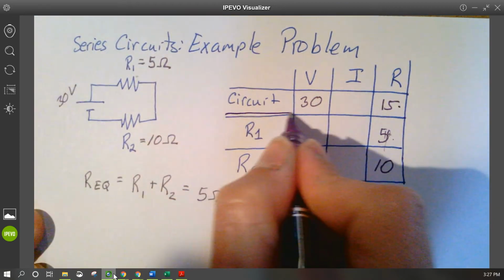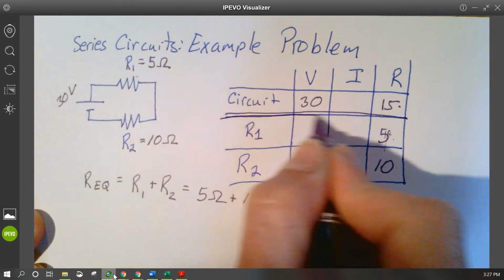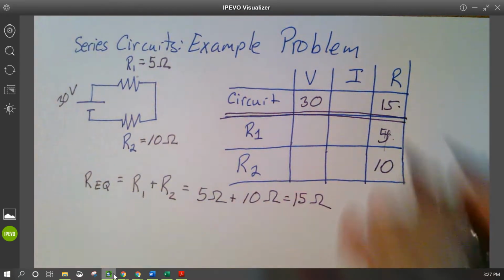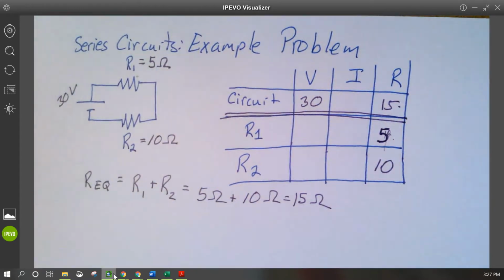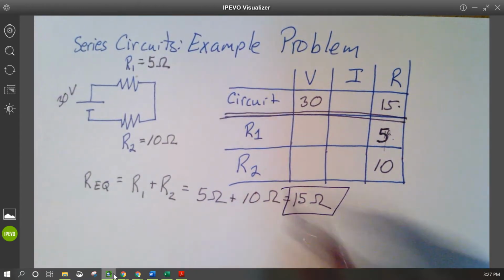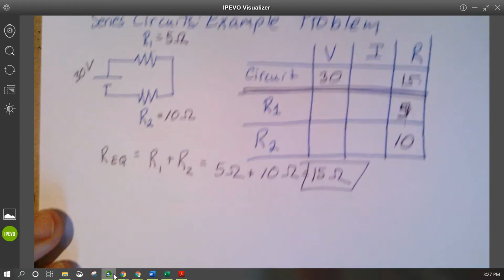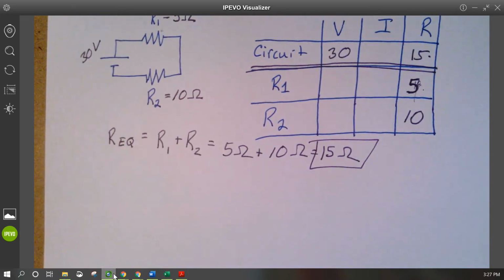You may even want to put a double dash in here just to separate out the individual resistors from the whole circuit. That's just personal preference. Oftentimes that's the first thing we're going to do. If we know the individual resistors, let's just figure out the equivalent resistance because that's pretty easy in a series circuit. The next thing that we can do is figure out the current that is going through the entire circuit.